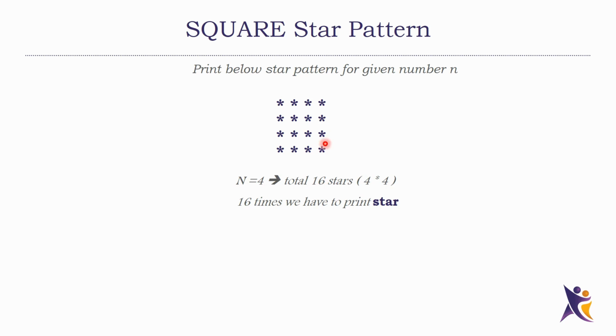Not only that, at the end of each row we have to print a new line. If you print a new line, only then will the next stars come on another line. How many new lines do we have to print? 1, 2, 3, 4. So total 4 new lines. 16 plus 4, so we have to use a printf statement 20 times: 16 times to print the star and 4 times to print the new line. So let's go and see how to do that.